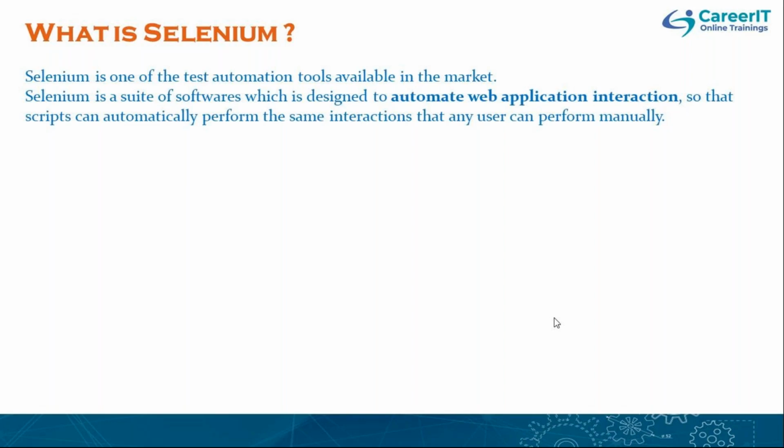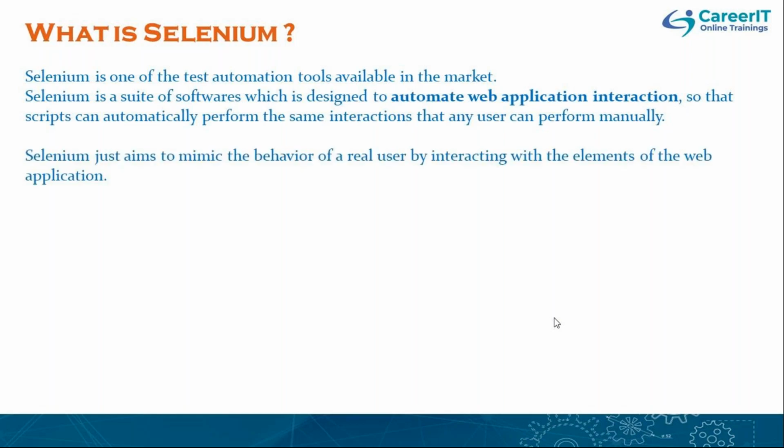The scripts which we write perform the actions the same way a real user performs them. Selenium aims to mimic the behavior of the real user by interacting with the elements of the web application. Elements are nothing but buttons, check boxes, radio buttons, select boxes or select drop downs, pop-ups and so on. How the real user interacts with those elements, Selenium also does the same.